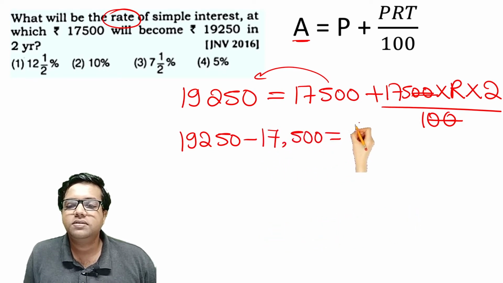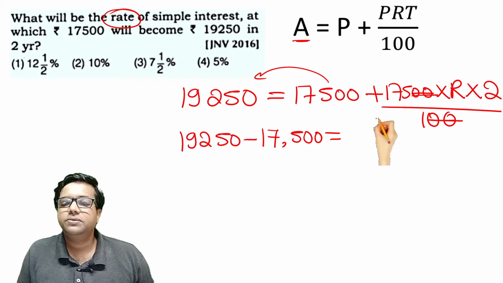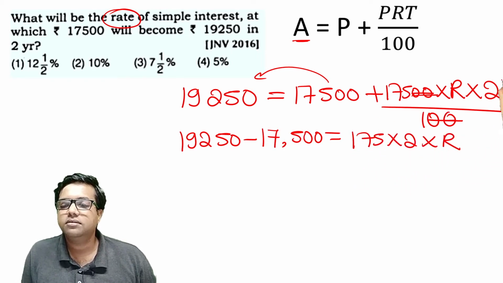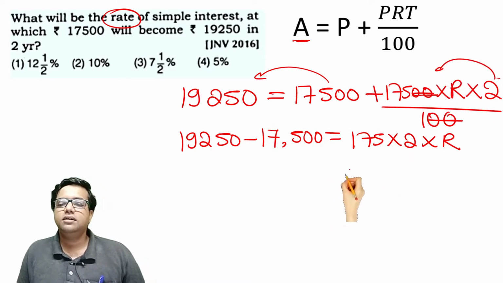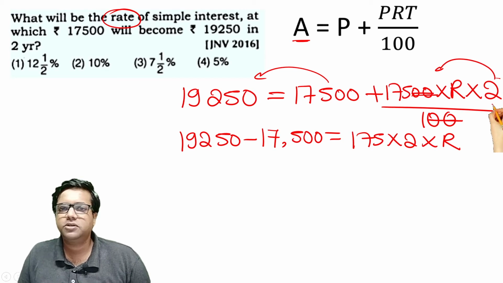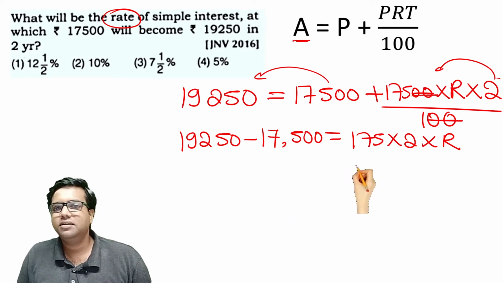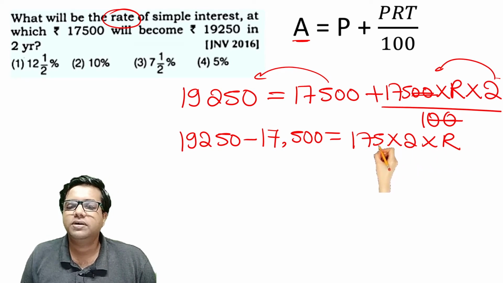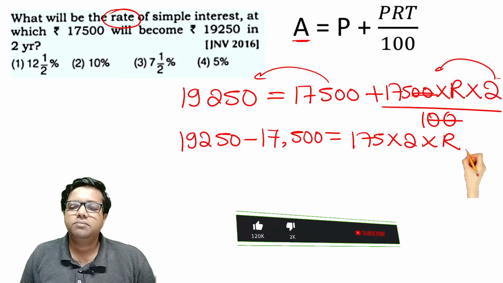17,500 is equal to 175 into 2 into r. I just took the 2 on the other side. In multiplication, you know the associative property of multiplication: multiplying in another order will not change the product value. So we will have the same value, 175 into 2 into r.